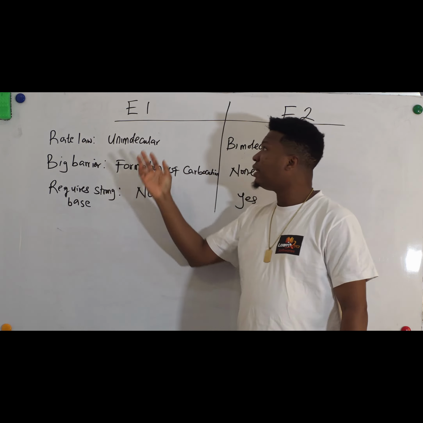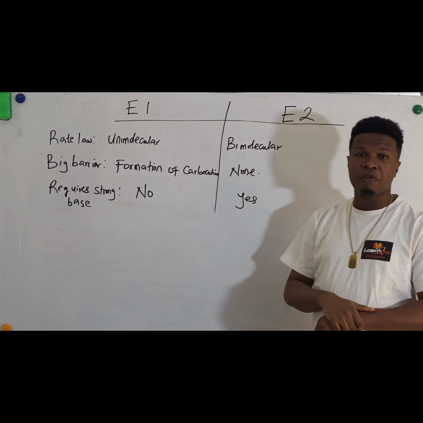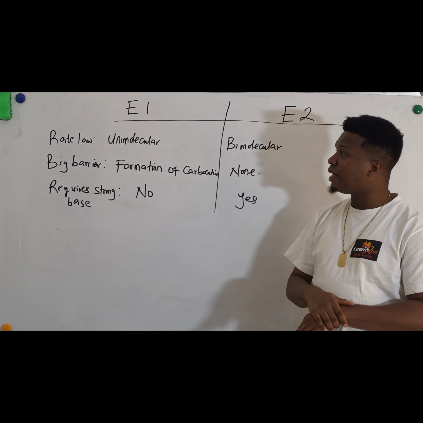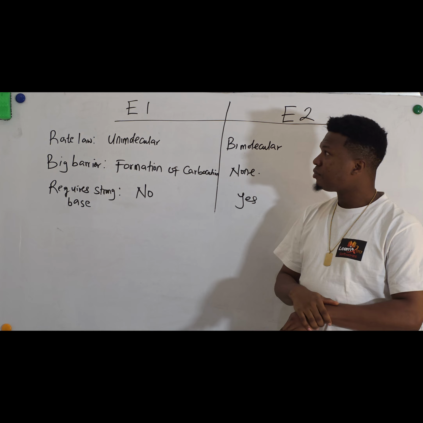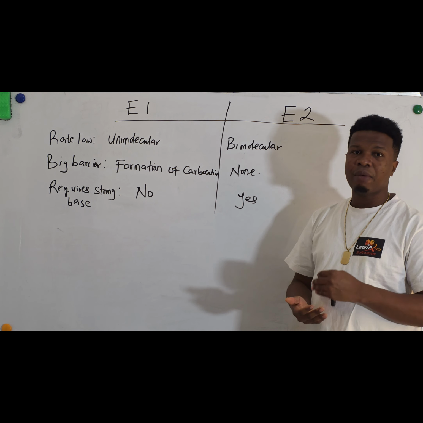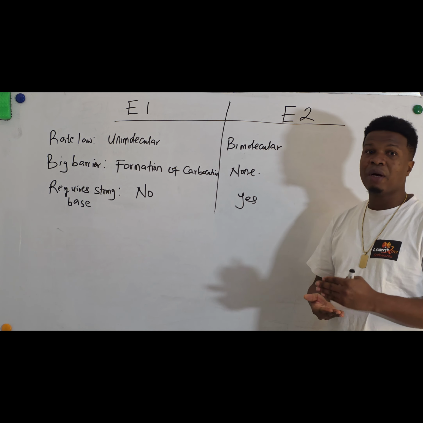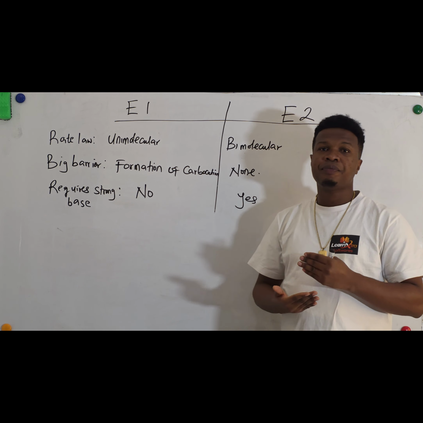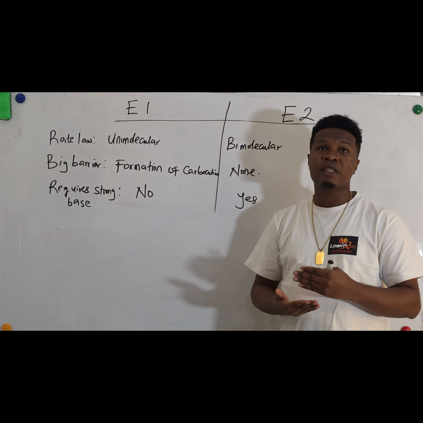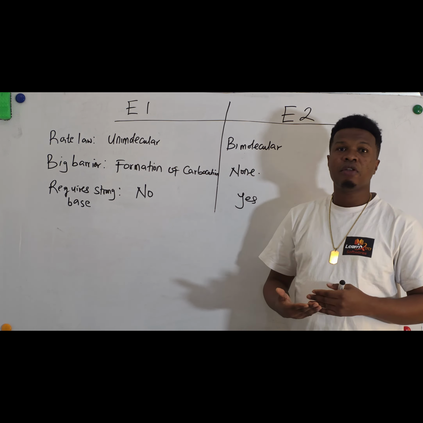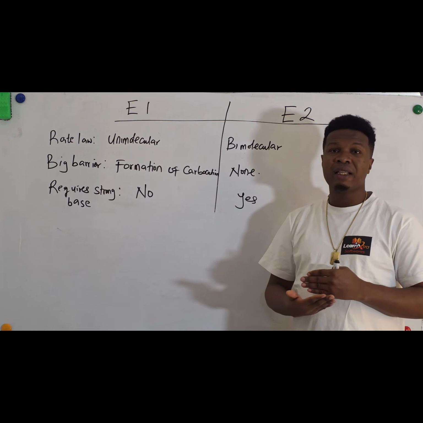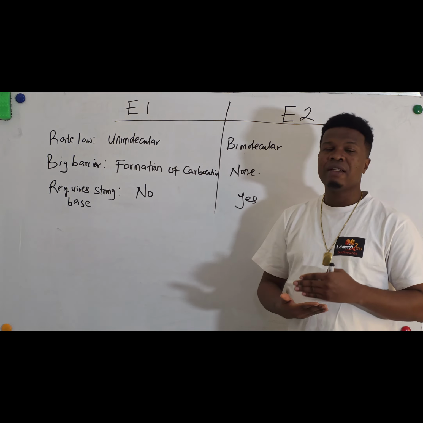Now the big barrier in the E1 mechanism is the formation of a what? Of a carbocation. Okay. Remember that the E1 is stepwise. Okay. The carbocation will form. Okay. And if the carbocation is not stable, it will rearrange itself to form a more stable carbocation. Okay, so the big barrier, what can hinder it from undergoing this E1, is the carbocation.